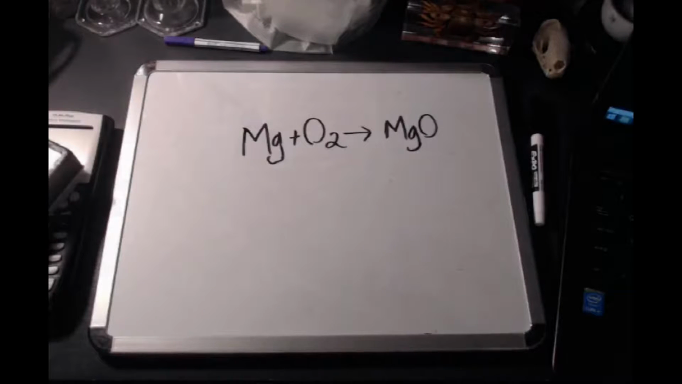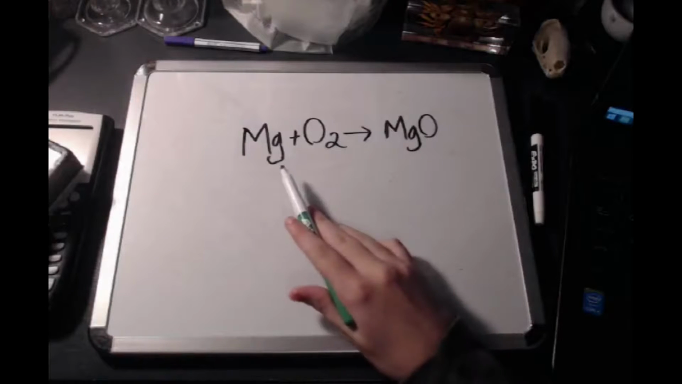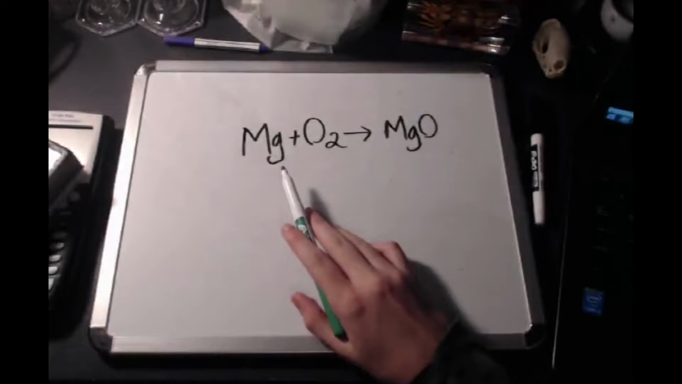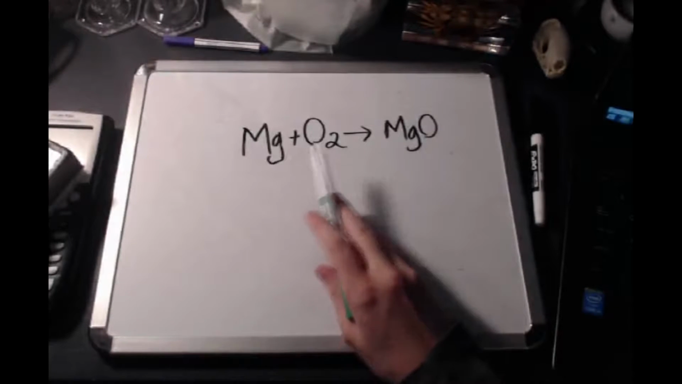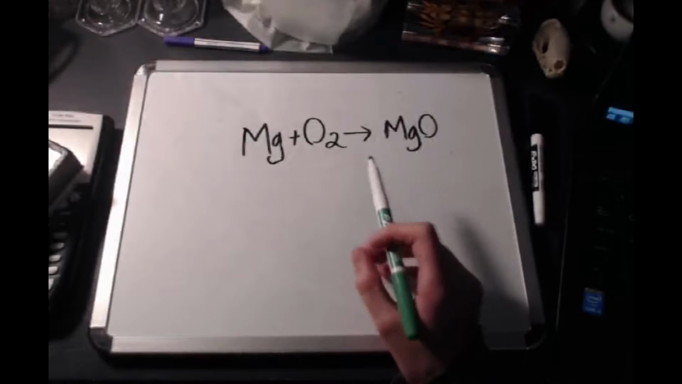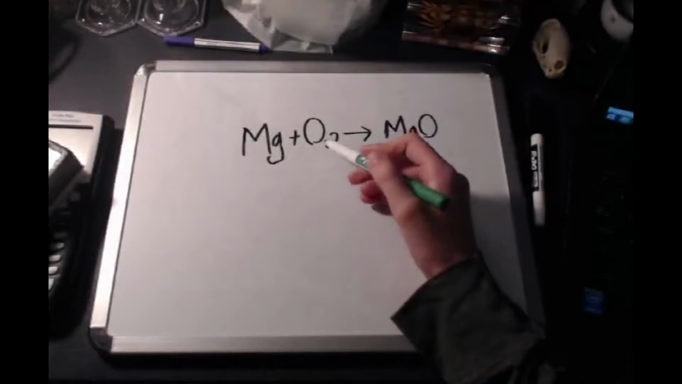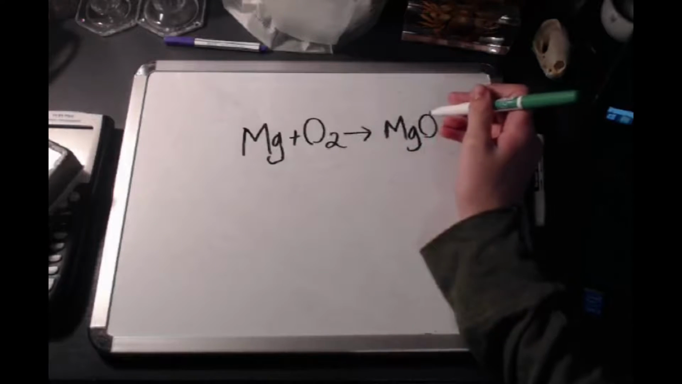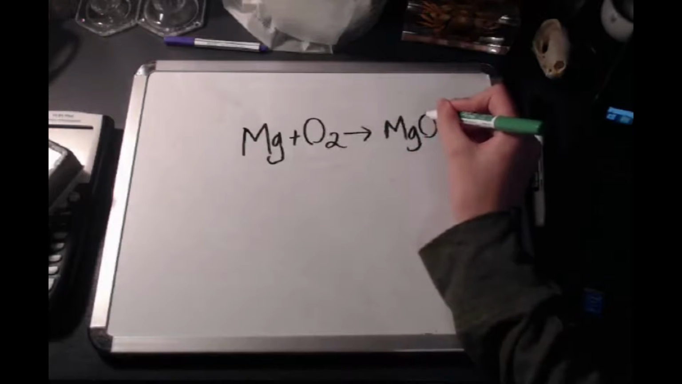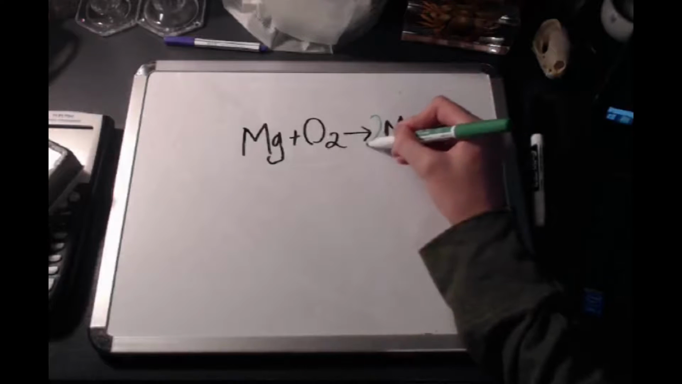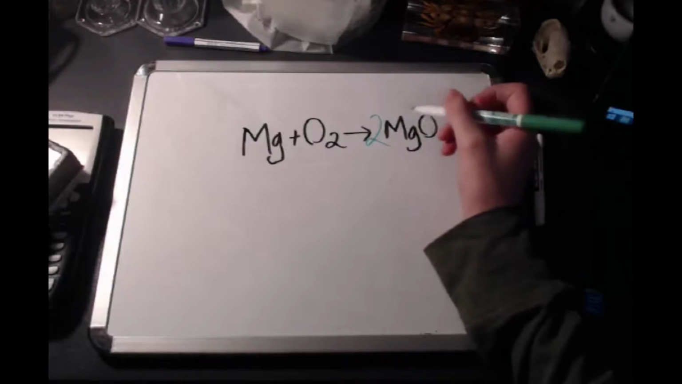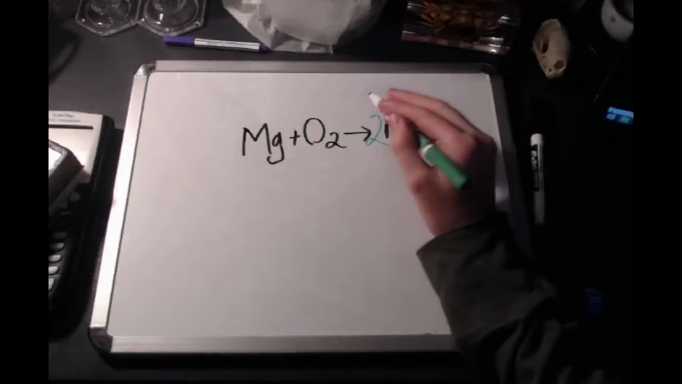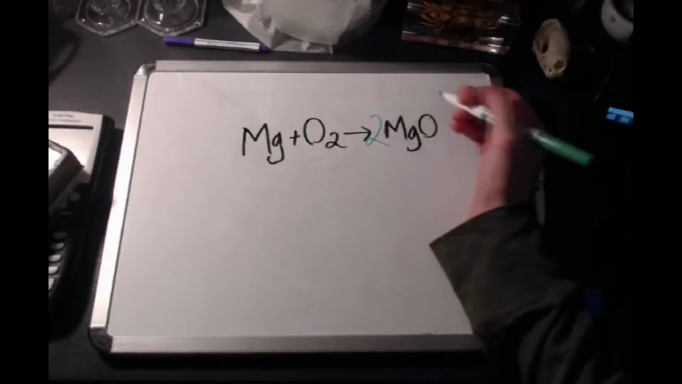So, to balance a chemical equation, you want the reactants to have the same number of atoms for a specific element as the product. So for example, in this case, we have 2 atoms of oxygen. So in order to get 2 atoms of oxygen over here, you simply put a 2. Okay, so you can think of that like it's the coefficient.